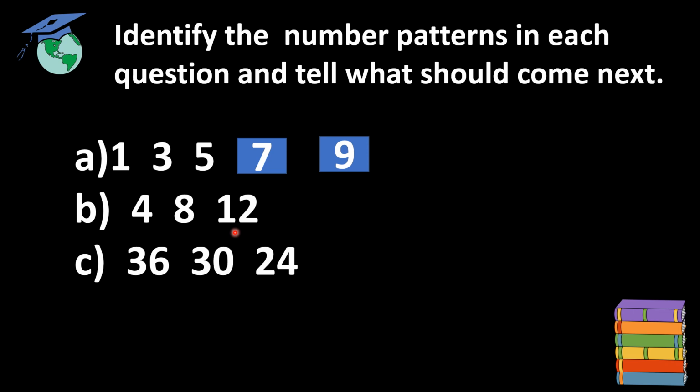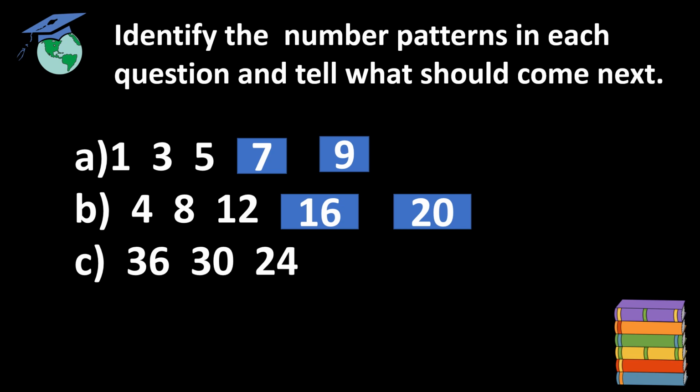Now we have to find in this number sequence what is going to be the next one. After 12 is 13, 14, 15, 16. Yes, after 12 we are going to write the number 16. Now again we are going to open 4 fingers and we will start counting after 16, 17, 18, 19, 20. Yes, we will write the number 20.